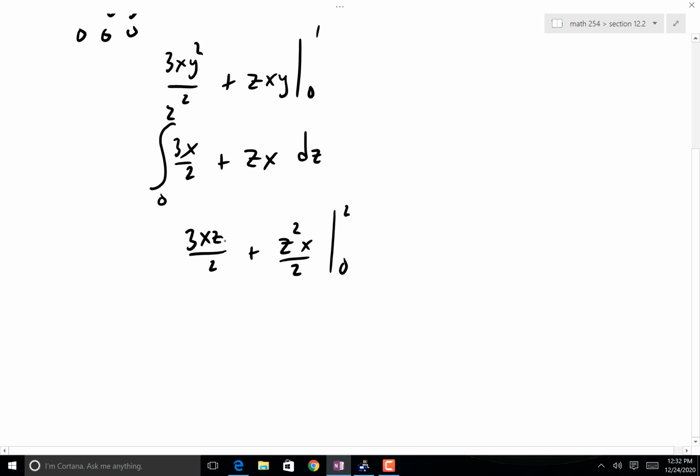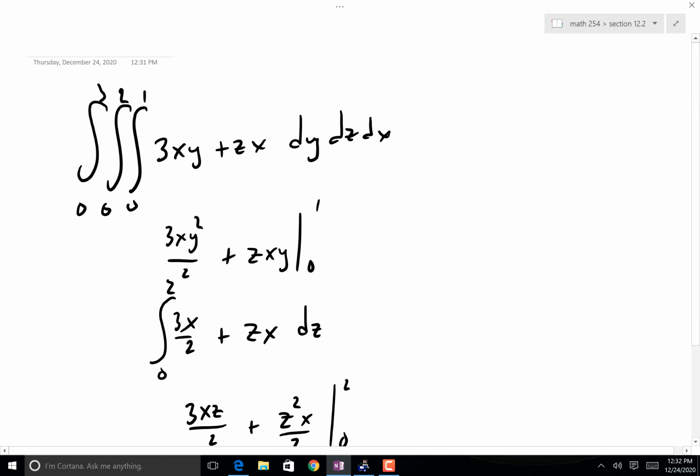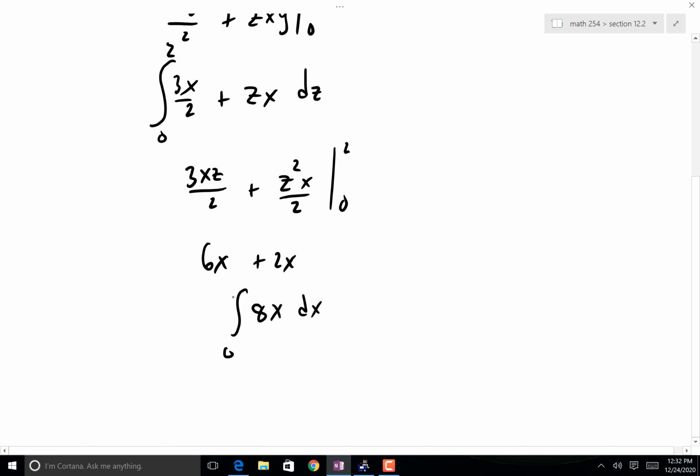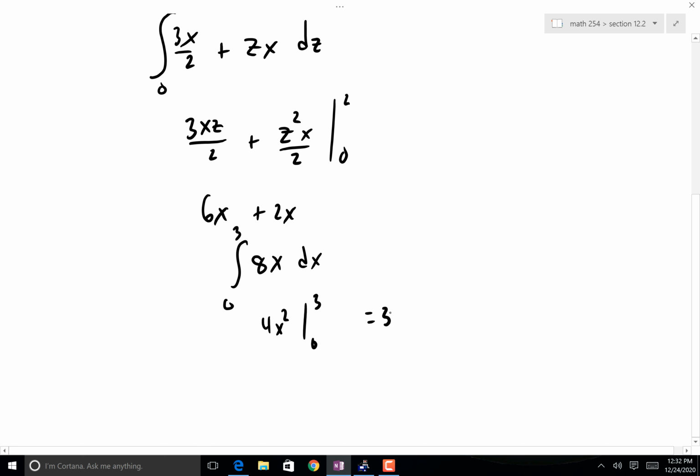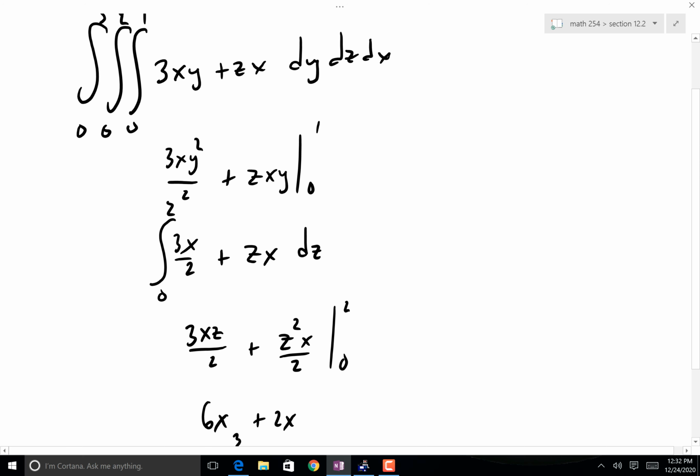4 over 2 is 2 times 3 is 6x. That's going to be 4x over 2 is plus 2x. Oh, that's nice. So I have 8x. Awesome. And if I integrate that with respect to x from 0 to 3, that's going to be 4x squared. Should be 36. Okay. Let's see if the computer agrees with us.